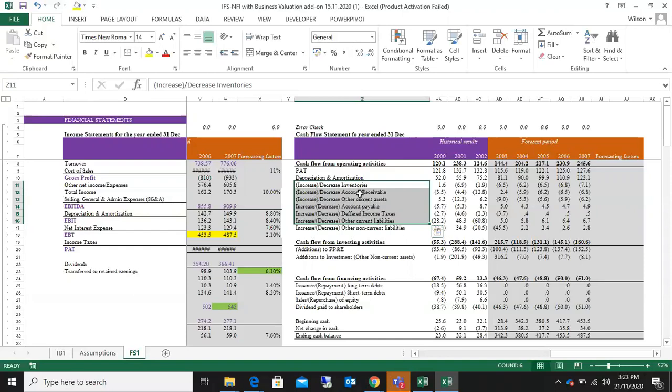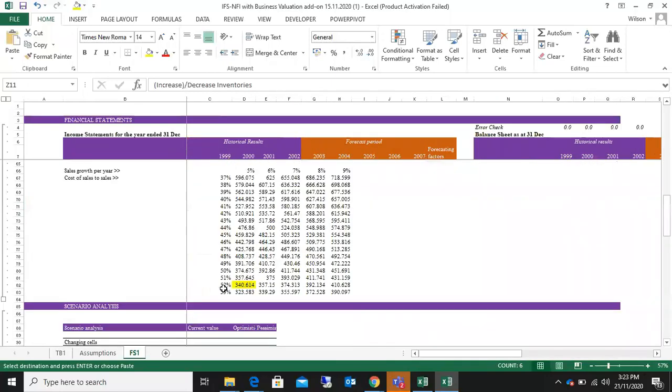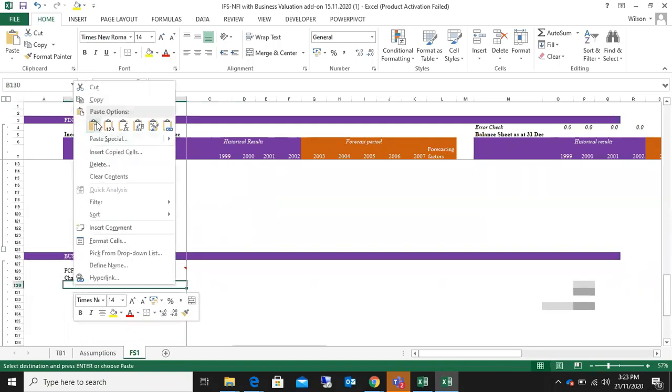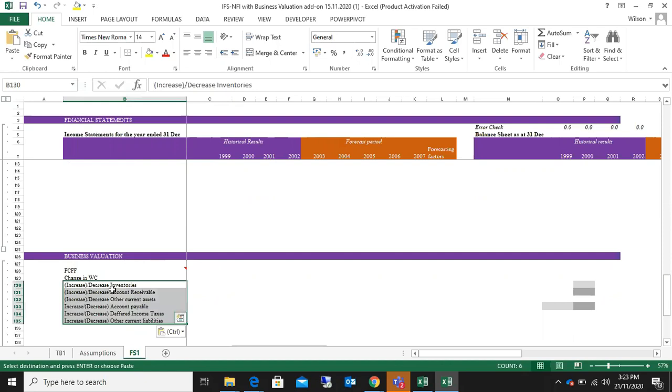Okay, these are asset, liability, deferred income tax, because it will be deferred income tax asset or deferred income tax liability. So current liabilities. So we pick all this, right? So we can pick all that and come to where we have our change in working capital, then we paste. Exactly. So to do that, we paste. Okay.